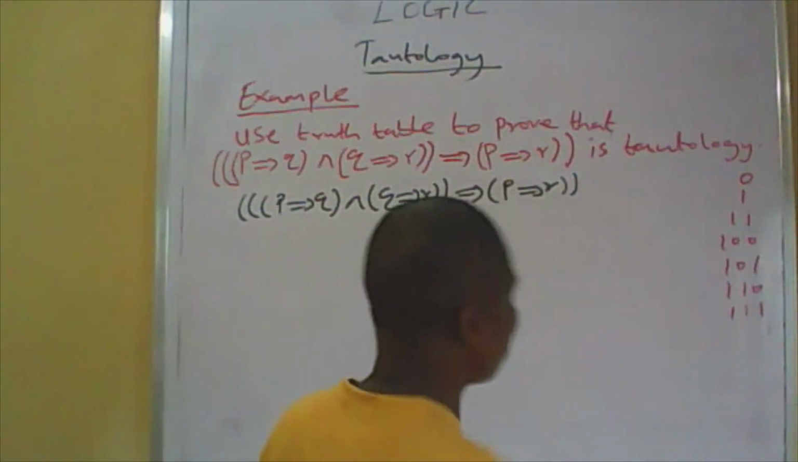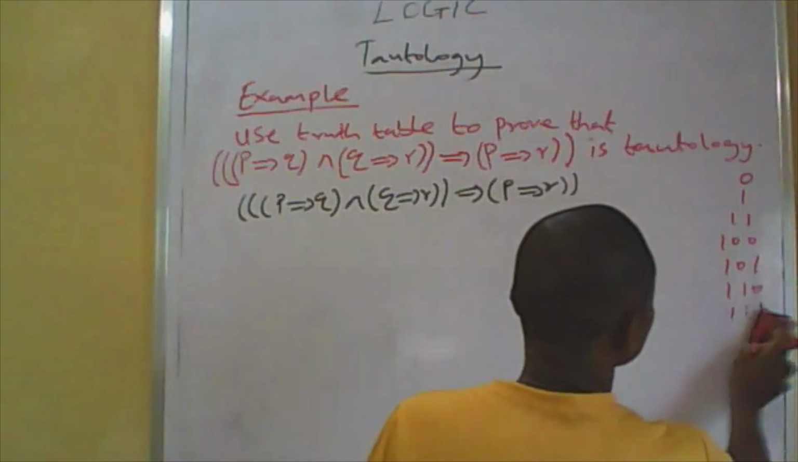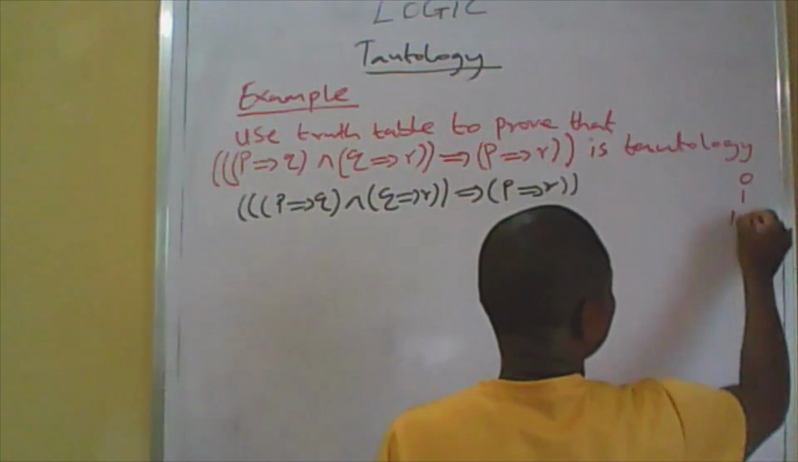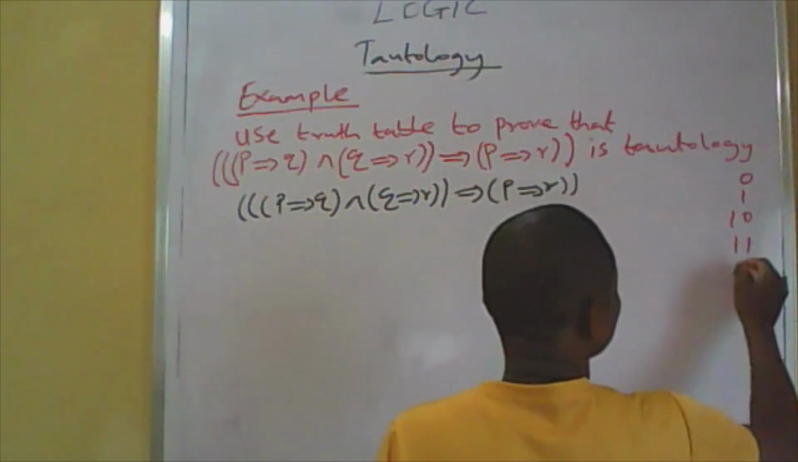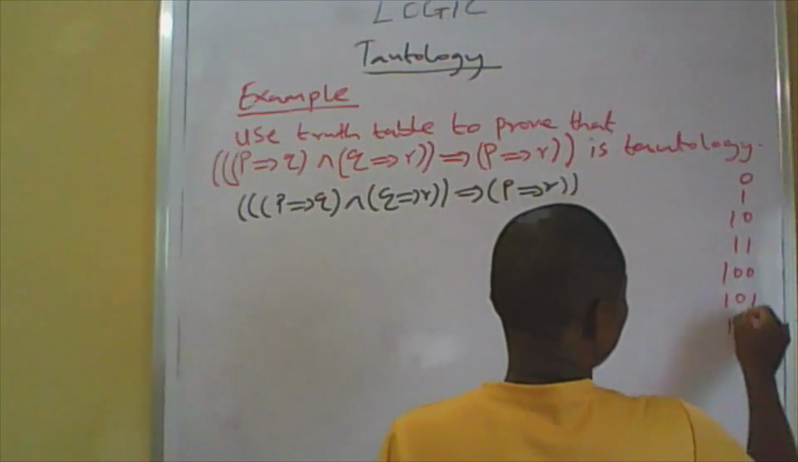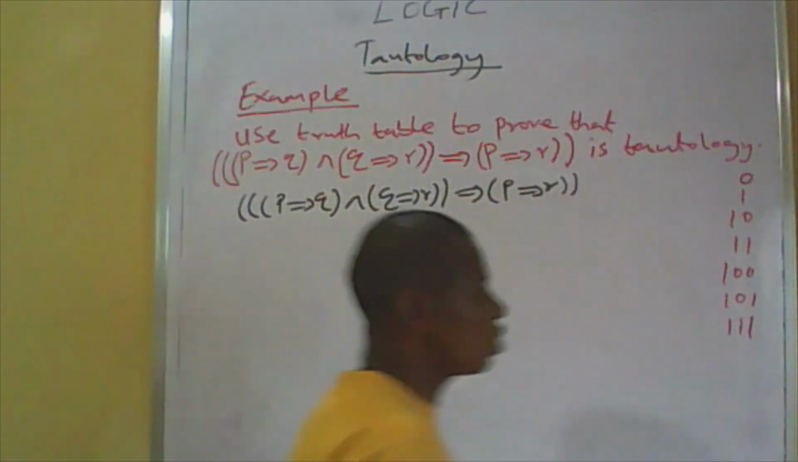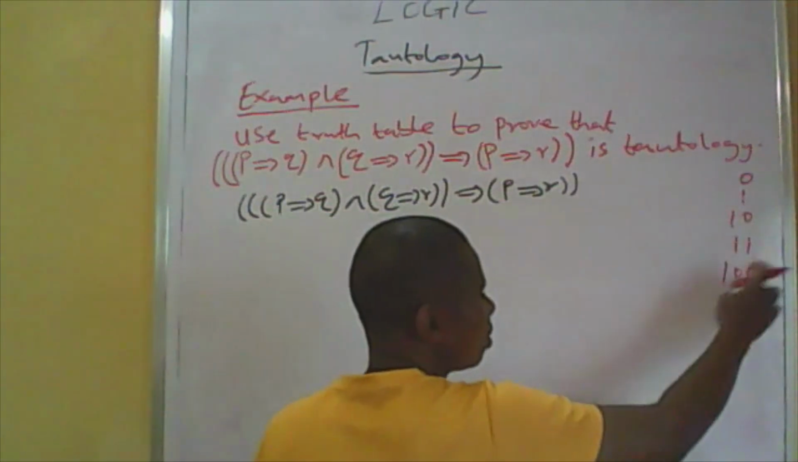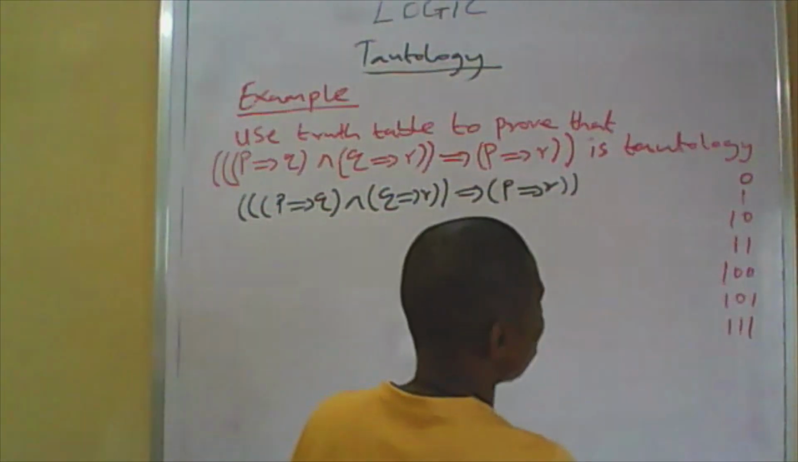That is the one we're missing. We have here 10, 11, 100, 101, 111. That means we have 8: 1, 2, 3, 4, 5, 6, 7. You see, another one.